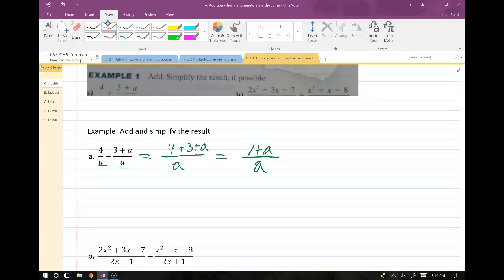Now, sometimes during tests, people are super, super tempted to cancel the a. Don't do that. That can't happen, because there's a plus sign in the middle of these. If this was 7 times a, you'd be good. But I know it's super tempting to try that. Don't do that. It's no good.